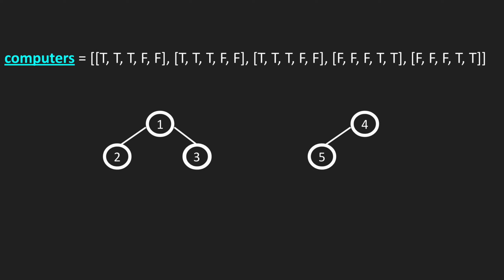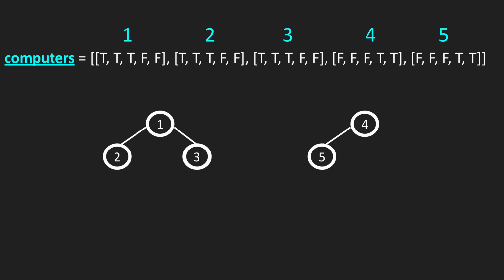So for example, in this case, we have 5 computers, and the input for computer 1 is true, true, false, false. It means that it's connected to itself, and to computer 2 and computer 3. The same way 2 is connected to 1 and 3. 3 is connected to 1 and 2, and 4 and 5 are connected, but they are not connected to 1, 2, 3. So in this case, we have 2 networks.